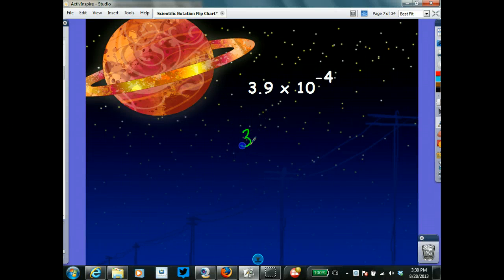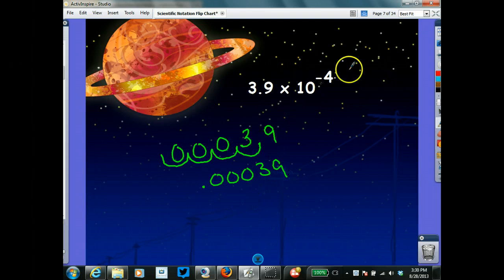In this case, I have 3.9. And another point I want to make, if you notice, it's never 39 times 10, it's never 24 or 0.32 to the 10th. It's always a number that's between 1 and 10. So as I move the decimal, and you'll see where that comes into play in just a few minutes, I say, okay, 1, 2, 3, 4. 0.00039.